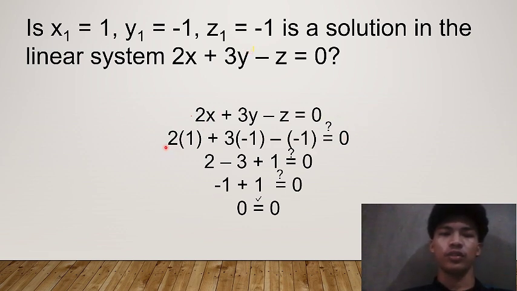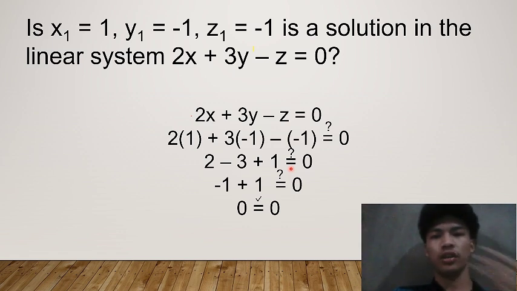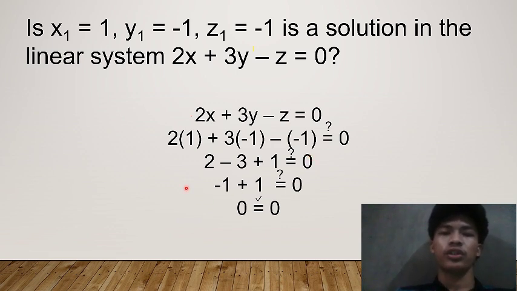So here. 2 times 1 is equal to 2. And positive 3 times negative 1 is equal to negative 3. And then negative times negative 1 is equal to positive 1. So we put a question mark on top of the equal sign because we have not yet verified if this value is a solution to the given equation, or to the first equation.